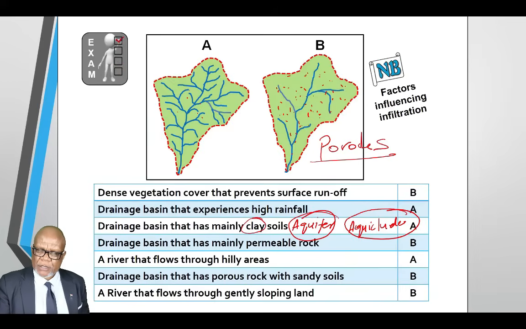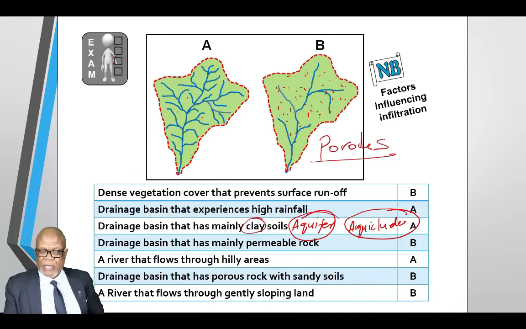A river that flows through hilly areas refers to steep gradient. So because of steep gradient, there's going to be more runoff and less infiltration. But here it will be on a gentle gradient. Drainage basin that has porous rock with sandy soil. Here B has high porosity, like I explained, and there is more infiltration and less runoff. That is why we have low density. But now A is less porous, and therefore there is less permeability, and this is clay soil, and there's going to be high runoff.